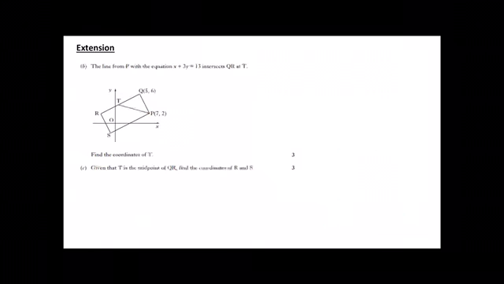So for part B, it says the line from P with the equation x plus 3y equals 13 intersects QR at T. All that information is then given to you in a diagram, and it wants us to find the coordinates of T. Okay, so the line from P, this line here, has equation x plus 3y equals 13. We're trying to calculate T, and in part A, we calculated the equation of the line QR. So we're going to be using simultaneous equations to find this point of intersection here.